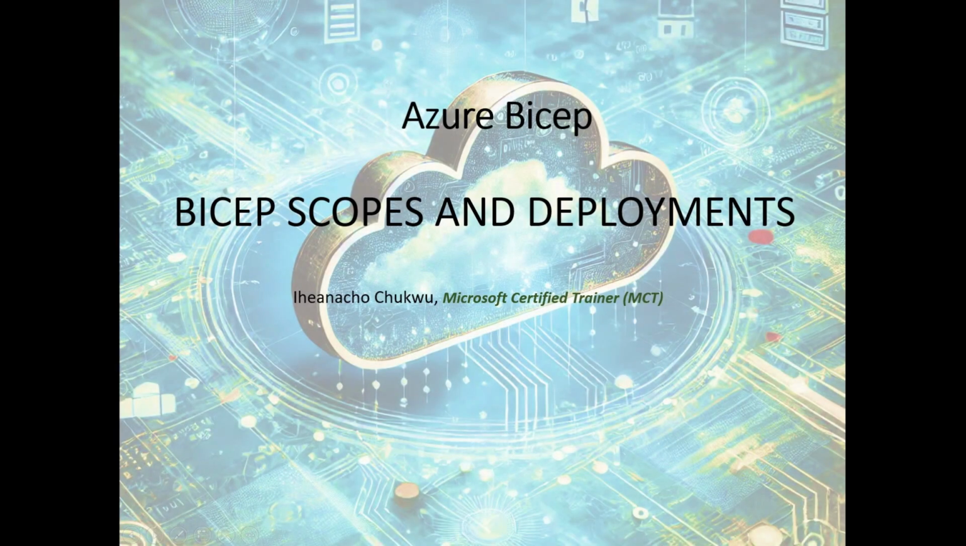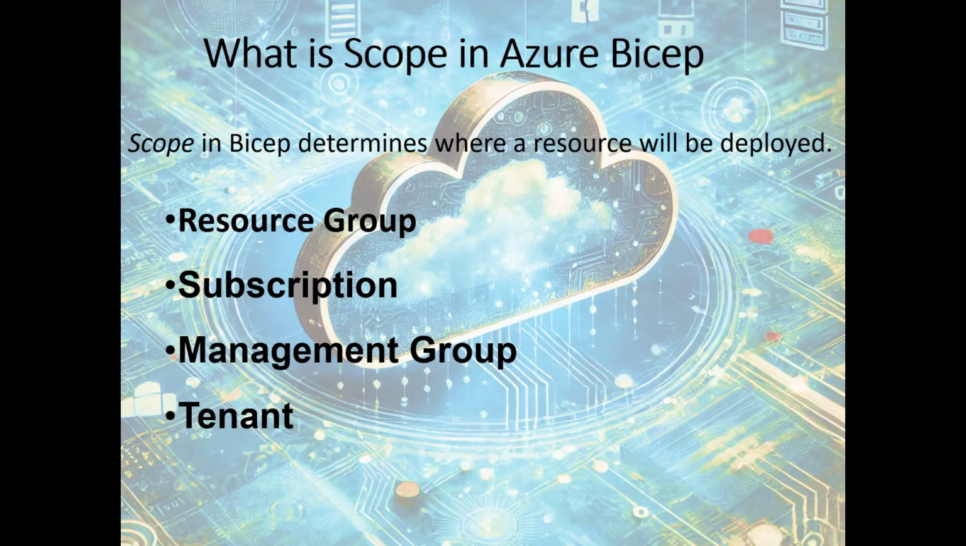Scope in Bicep determines where a resource will be deployed. It tells Azure where to create or manage Azure resources. Bicep supports different scopes. We have the resource group, which deploys to a single resource group.